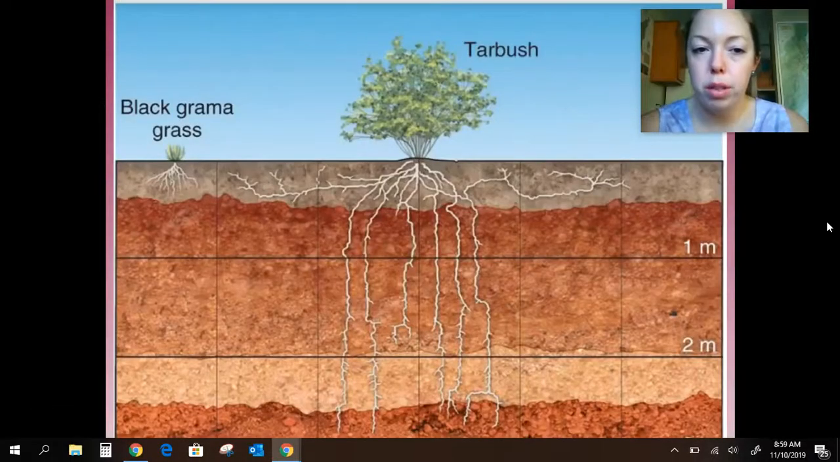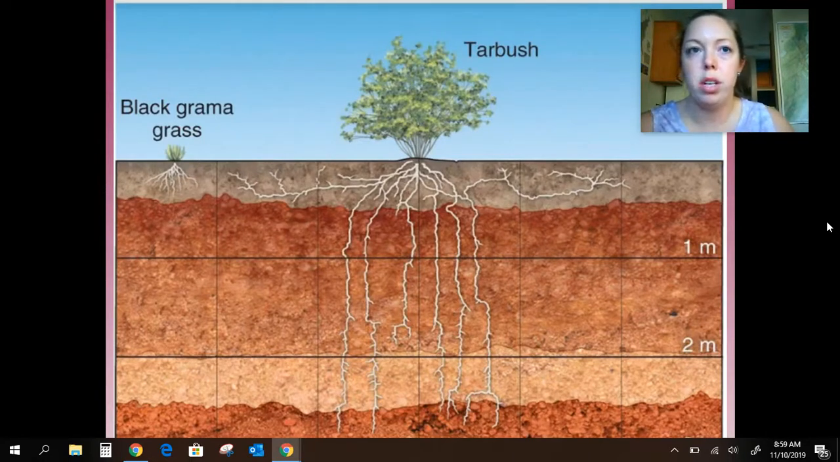When we're talking about resource partitioning, there are a few terms that you should be familiar with in your book. There are different types of resource overlap, and the 3 that you should know are called temporal resource partitioning, spatial resource partitioning, and morphological resource partitioning. Okay, so make sure you go through your vocab in your reading guide and you know what those are from your book. But the example that's shown right here is an example of spatial resource partitioning.